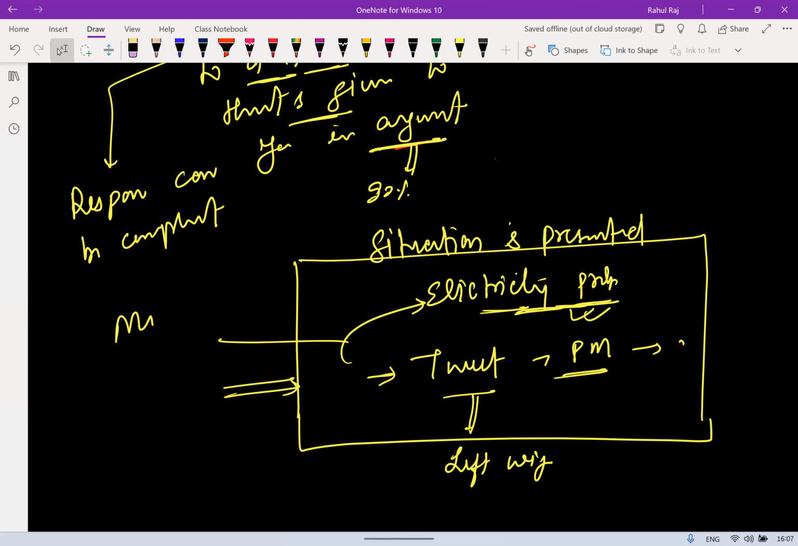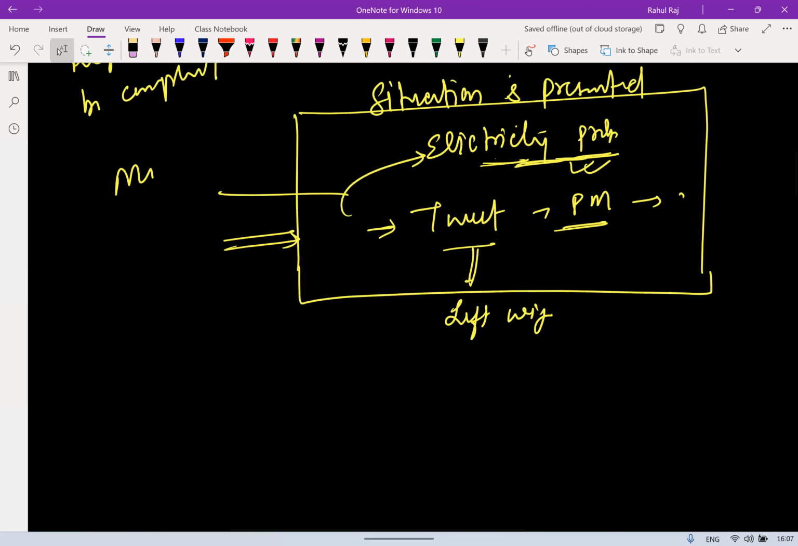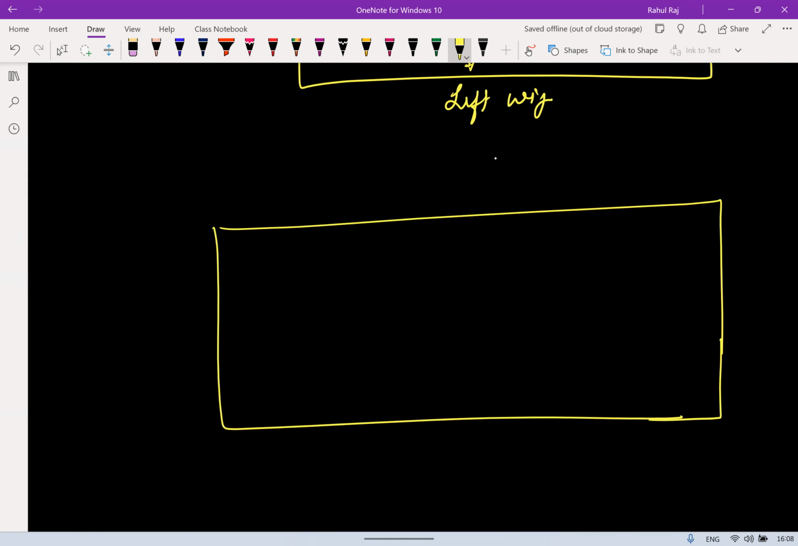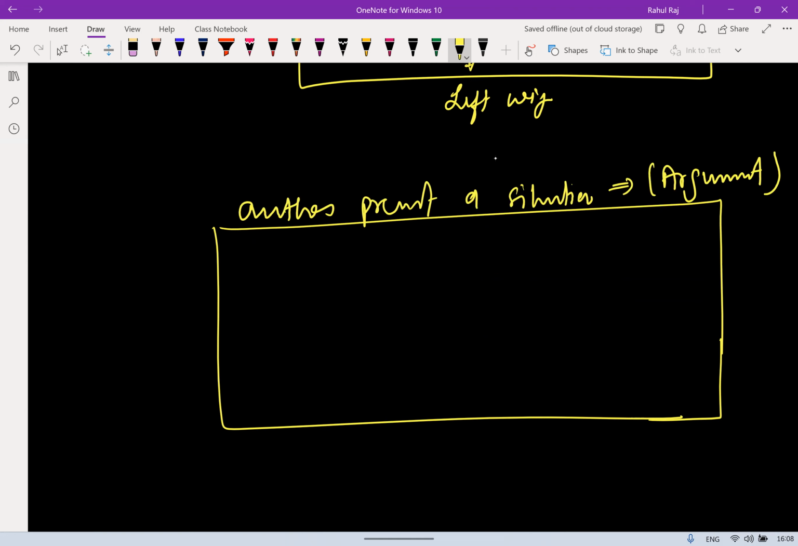So the entire essence of critical reasoning is how you act based on the situation that has been presented in front of you. What happens in critical reasoning is that the author presents a situation in front of you. And this situation that the author has presented is called an argument. Simple. So how will the author present a situation?